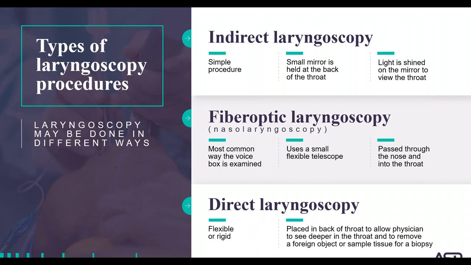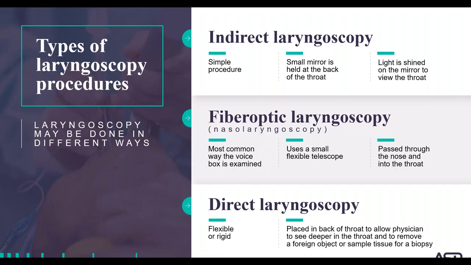Direct laryngoscopy using either a rigid or flexible scope might be used for removal of a foreign body, for example, a stuck chicken or fish bone. This can be considered a medical emergency if there is irritation of the epiglottis, since swelling can lead to airway obstruction. And direct laryngoscopy can also be used to take a biopsy.